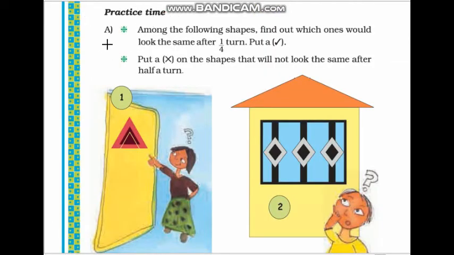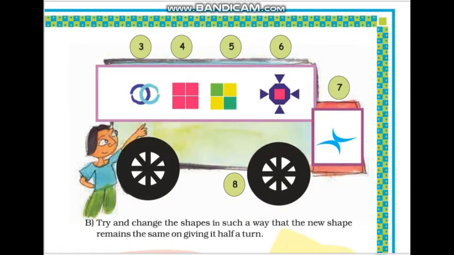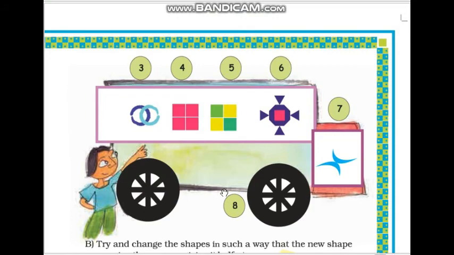Here is given practice time A. Among the following shapes, find out which ones would look the same after 1/4 turn. Put a tick mark, means right sign, and put a wrong sign on the shape that will not look the same after half a turn. So first we have to observe all the pictures 1, 2, 3, 4, 5, 6, 7 and 8, and then we have to put a tick mark.